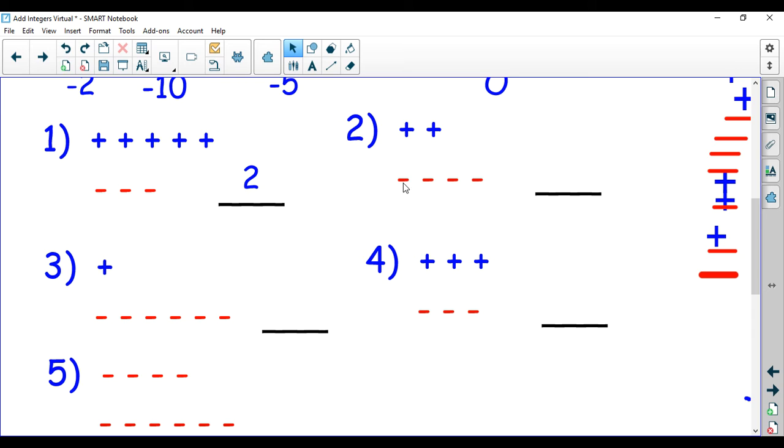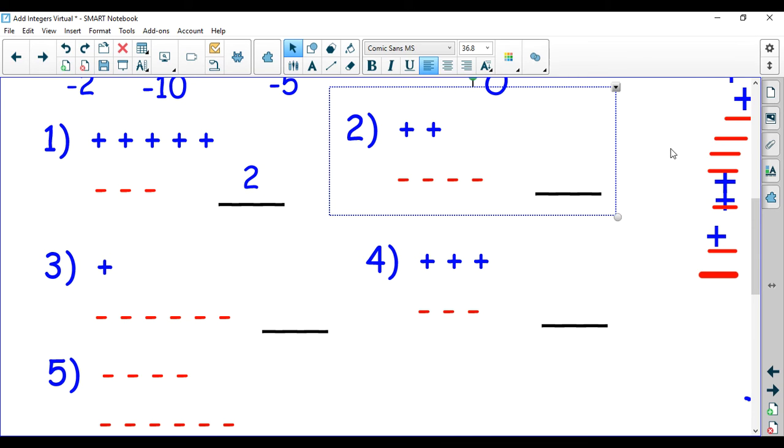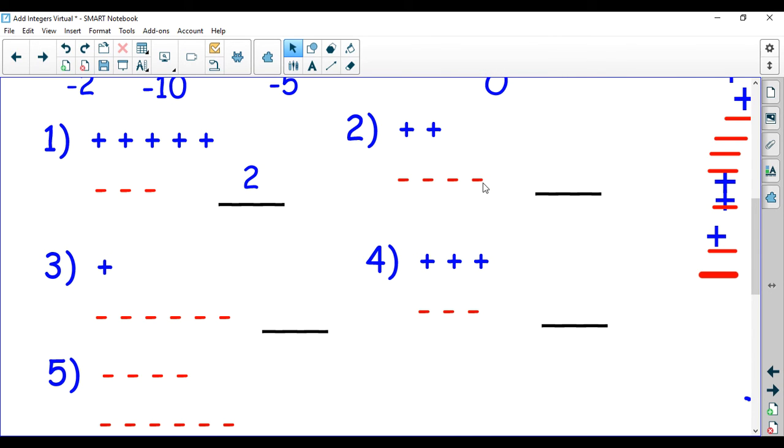We have 2 positives and 4 negatives. Who's got the advantage here? The negatives. By how many? By 2, because they have 2 more than the positives. In question 3, we've got 1 positive and 1, 2, 3, 4, 5, 6 negatives. Who's got the advantage? The negatives. By how many? By 5. So we say negative 5.